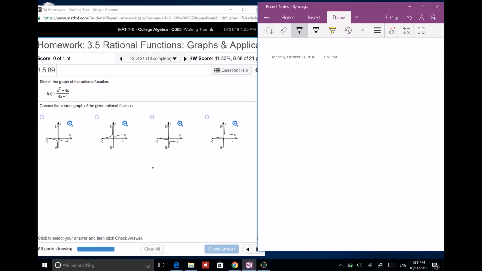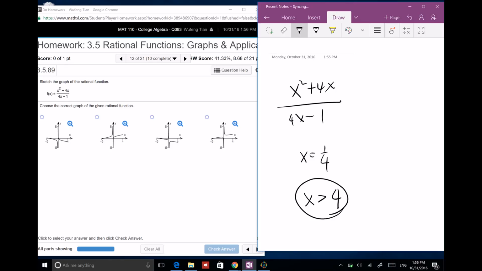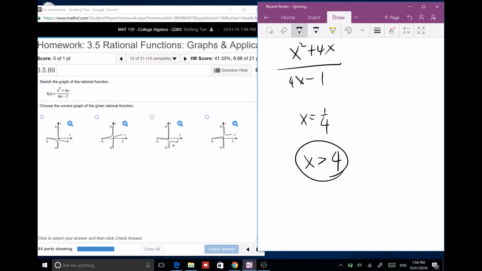Sketch the graph of (x squared plus 4x) over (4x minus 1). You can tell the vertical asymptote is x equals 1/4. Okay, A and B are wrong. It's C or D. Now we look at when x is bigger than 1/4, or x is bigger than 4. Is f(x) positive? No, this is negative, so it's going to be only D.